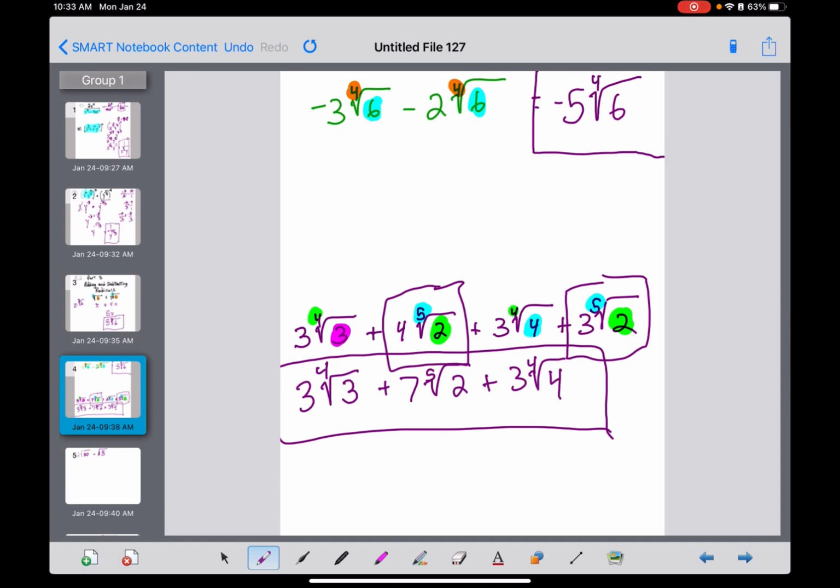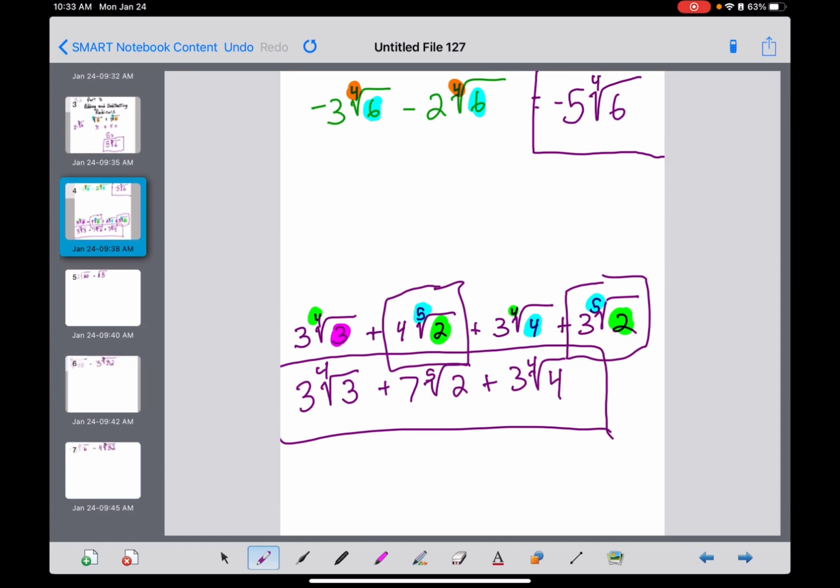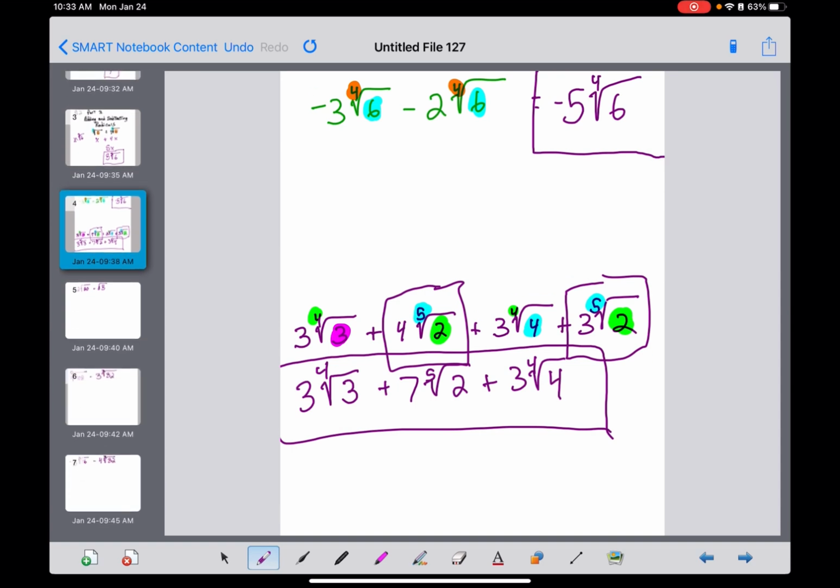You can't combine those. You can't put them together. There's nothing you can do with it. It's just like x, y, z. You can't combine x, y, z. You can't combine the fourth root of 3, the fifth root of 2, and the fourth root of 4. You leave them alone. That part easy enough to understand?